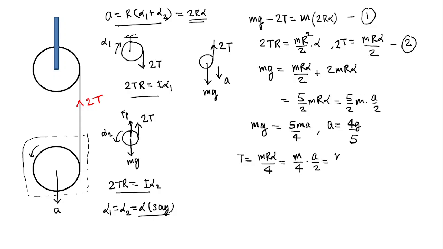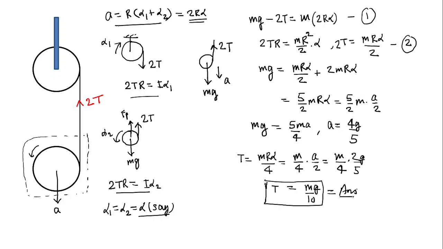4g upon 5. So it becomes m upon 4 times 1 upon 2 times 4g by 5, that is, m upon 4 times 2g by 5. Okay. So if you solve it, you get simply mg upon 10. So this is the tension and this is the final answer we got. Okay.